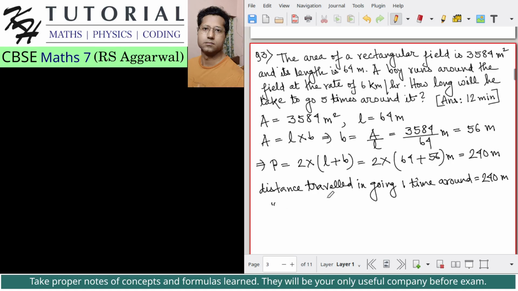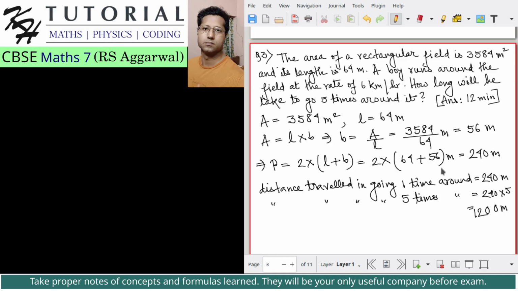So then by unitary method, distance traveled in going 5 times around will be equal to 240 multiplied by 5. This is equal to 1200 meter. So the total distance traveled in going 5 times around the rectangular field is 1200 meter. Okay, so this is the distance that the boy will travel.